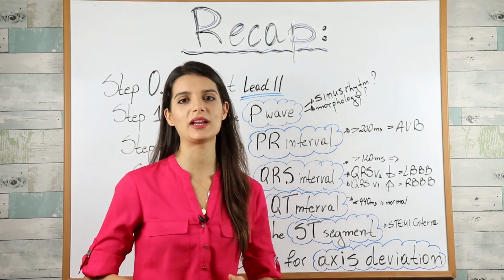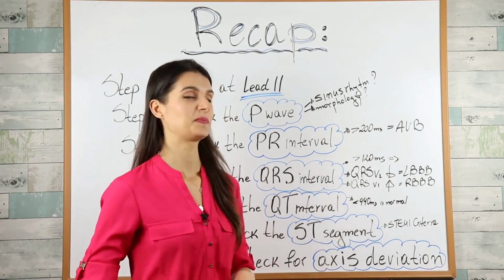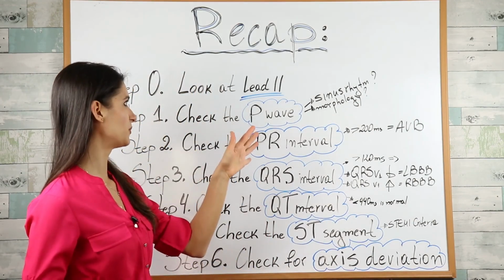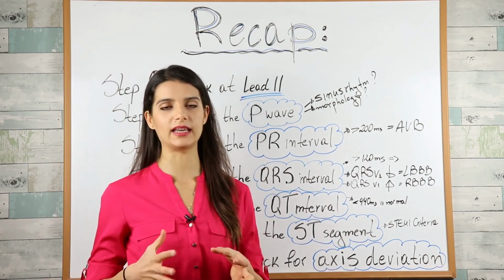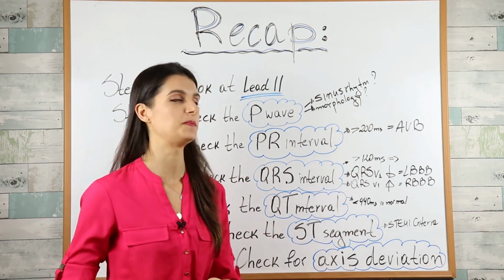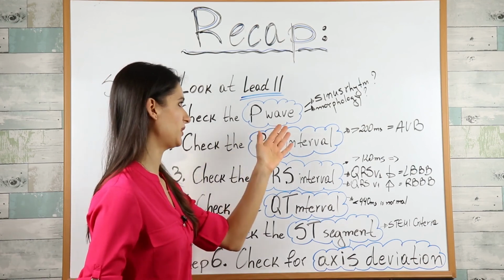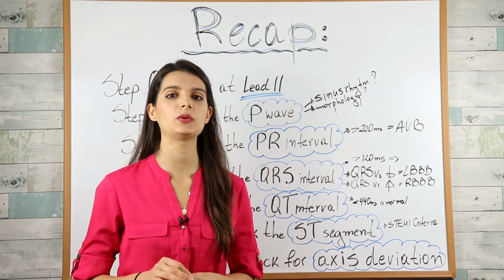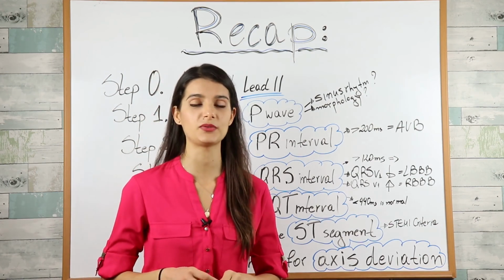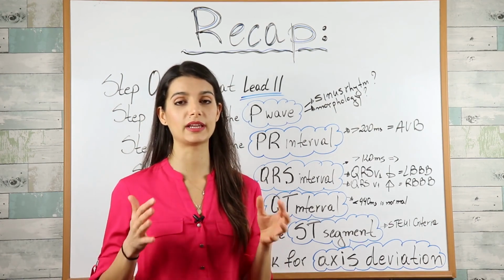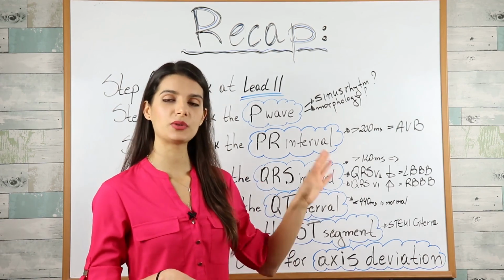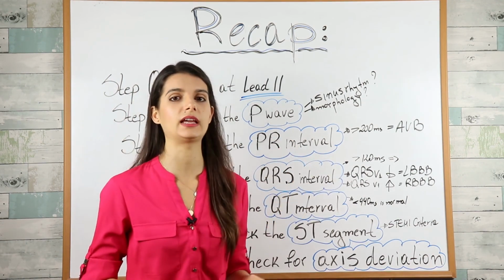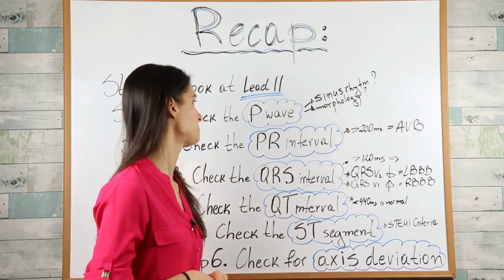So we are at the end of our EKG video, so let's do a quick recap. Step 0 was our ground rule, to look at lead 2 so you can get the best general view of the EKG. Step 1 was check the P wave. You're looking here for sinus rhythm. If every P wave is followed by a QRS complex, you have sinus rhythm. If it's not, you're looking at some sort of arrhythmia. Also here check the P wave morphology and look for P-mitrale, P-pulmonale.